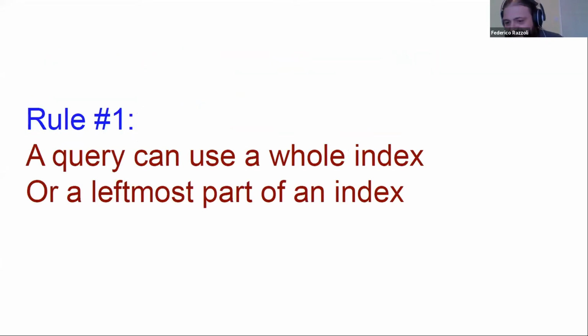Oh, okay, I'm glad that John says he's learning important things. So based on what we discussed, we can already infer a first rule, which is a query can use a whole index or a leftmost part of the index. So in our example, it can find a person based on last name and first name, or it can find any number of persons based on their last name. Okay, so whole index, or leftmost part of an index.